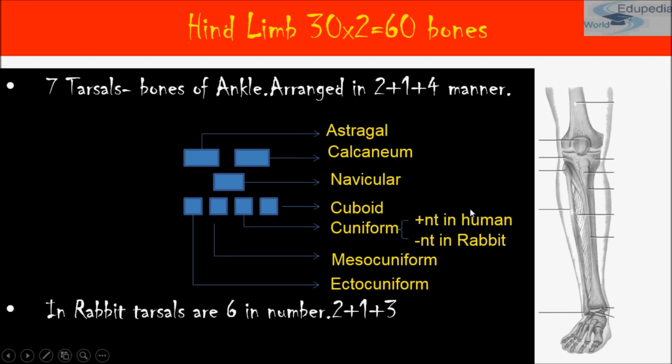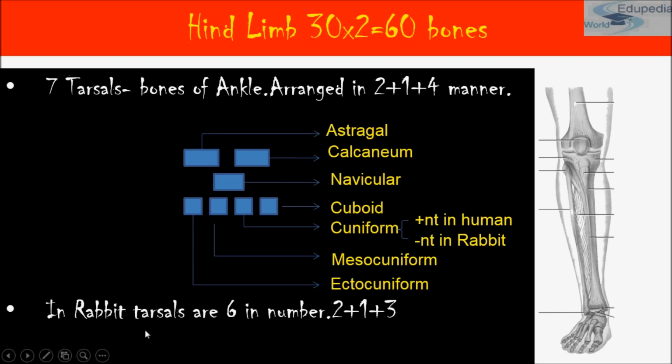Now comes your tarsals. Tarsals are the bones of the ankle. They are arranged in a 2 + 1 + 4 manner. Astragalus, calcaneum, navicular, cuboid, cuneiform, mesocuneiform, and ectocuneiform. These are the bones of the ankle. Okay, that is your tarsals.